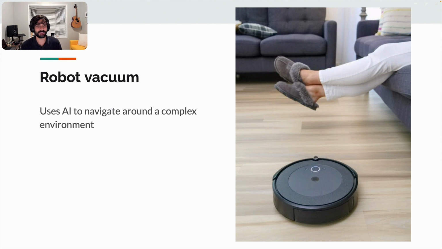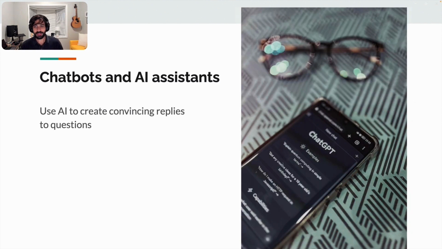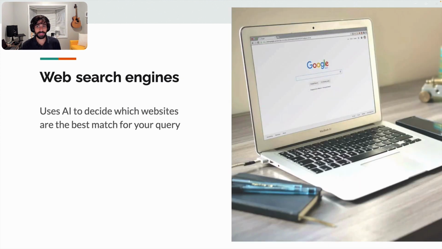I think everybody always thinks of robots and AI together. But another thing that's been in the news a lot recently around AI is the idea of chatbots, ChatGPT for example, and AI assistants. These are computer programs where you can have a conversation with them and they can try and reply to your conversation and help you out or give you information in some way. So they're using AI to create convincing replies to your questions.